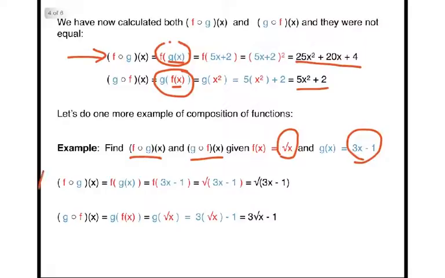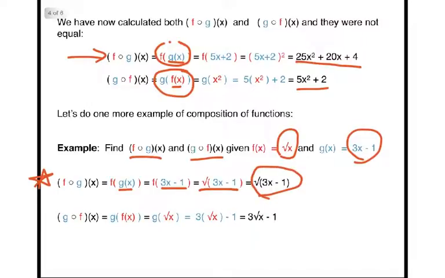I will write the shorthand now. f of g of x, which means we're plugging g of x into f of x, and since g of x is 3x minus 1, we're plugging 3x minus 1 into function f, which is the square root function, and so our answer is merely the square root of 3x minus 1.